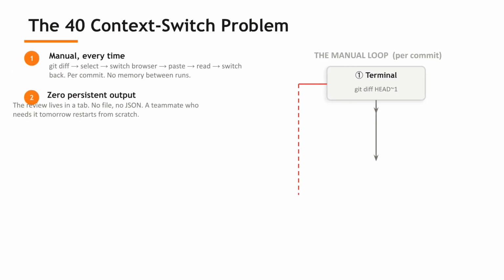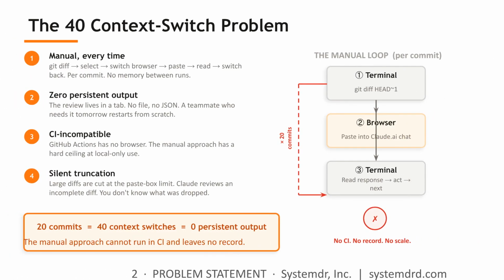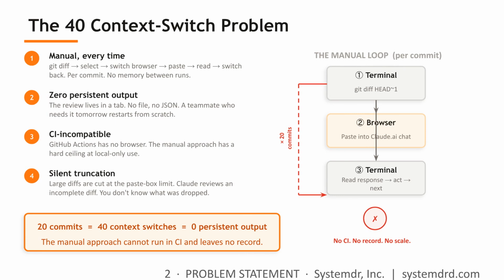Here is the manual workflow most developers use when they first try to get Claude to review their code. You run git diff HEAD~1 in the terminal, you select all 400 lines, you switch to your browser, you open Claude.ai, you paste the diff, you read the response, you switch back to the terminal, and then you do it again for the next commit. That loop, terminal to browser and back, is 2 context switches per commit. For a 20-commit sprint review, that's 40 context switches before you've automated a single thing.